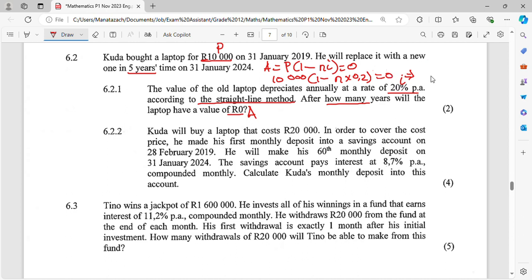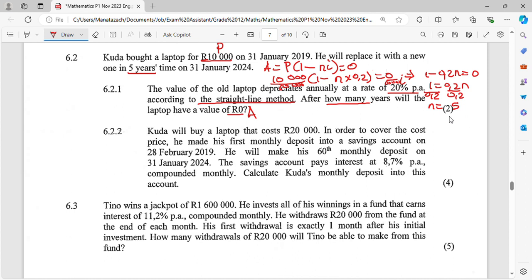So from here it's just basic mathematics. If I divide by 10,000 on both sides of the equation, I'll be remaining with 1 minus 0.2 N is 0. So that's 1 is equal to 0.2 N, then dividing by 0.2 both sides, I'll be remaining with N is equal to, that should be a 5.